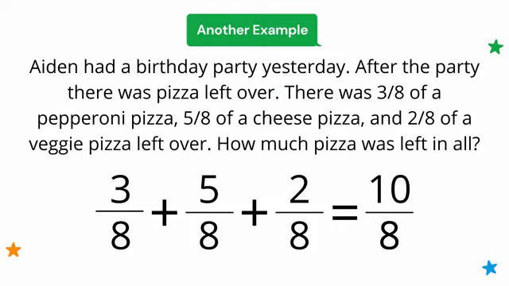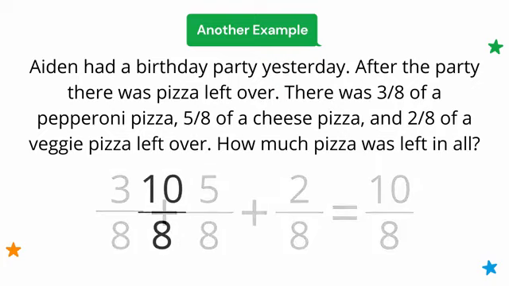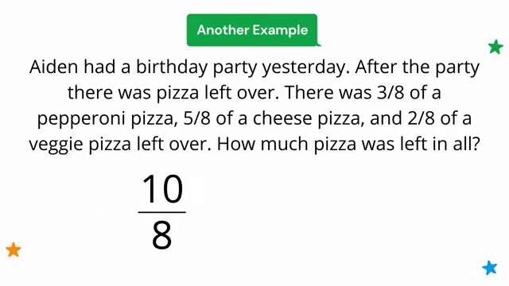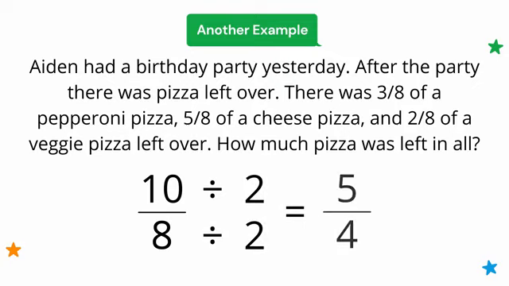We could leave this fraction as 10/8, or we could choose to simplify the answer. To simplify 10/8, we need to find a number that we can evenly divide both 10 and 8 by. I notice that both 10 and 8 are even, which means they can be divided by 2 without anything left over. When we simplify this fraction, we get 5/4.